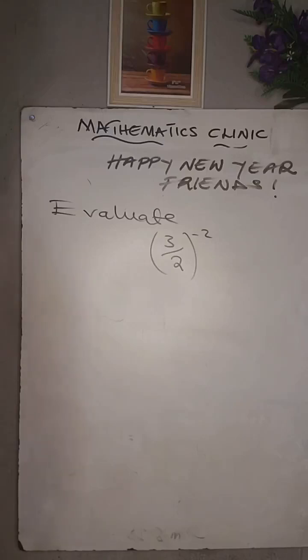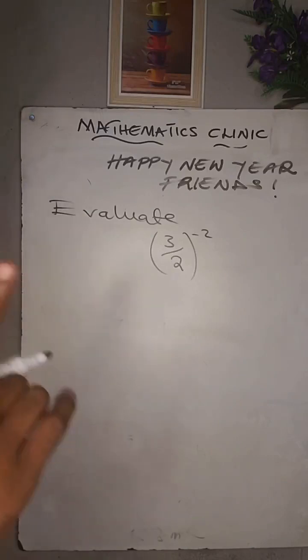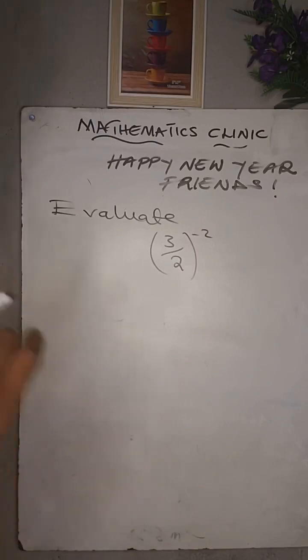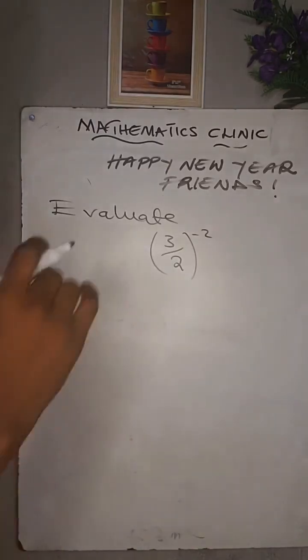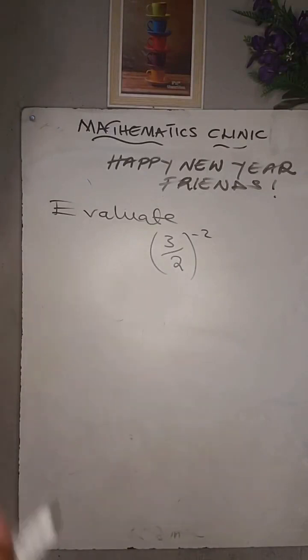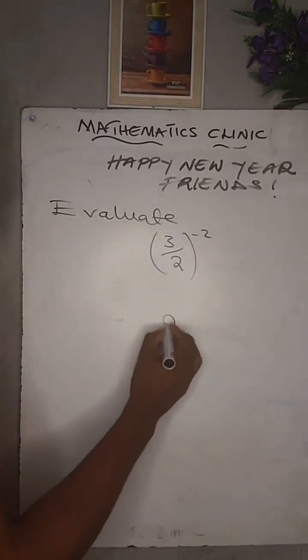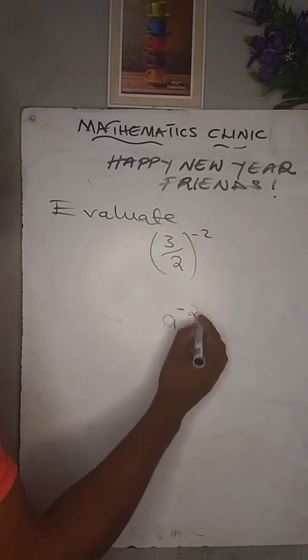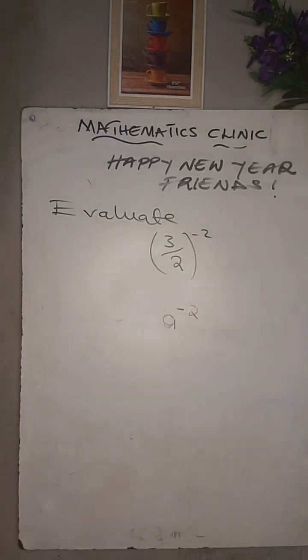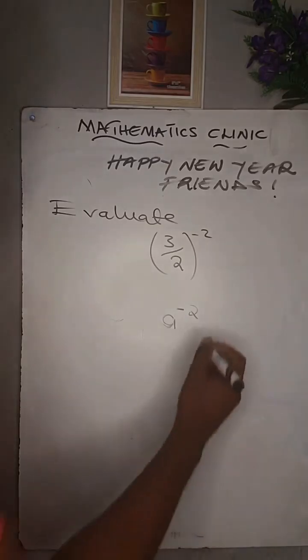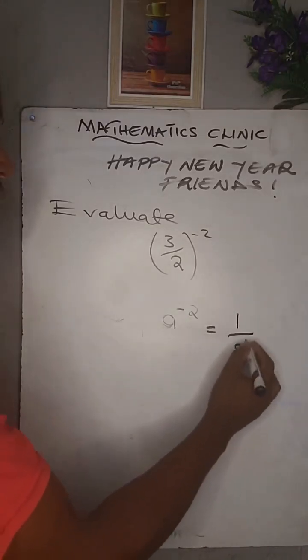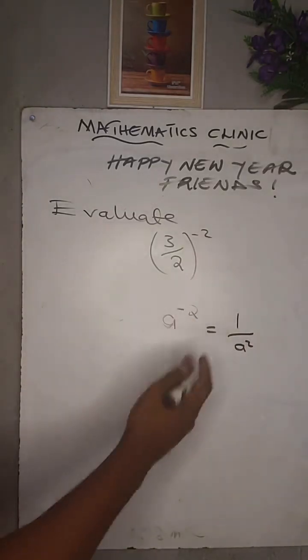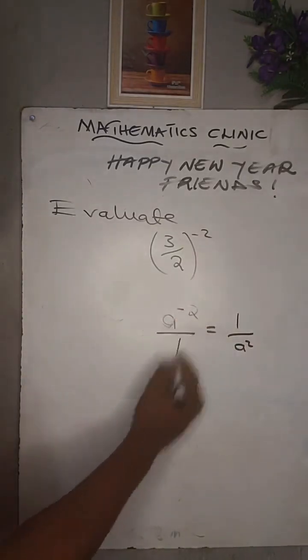Over 2 to the power negative 2. Okay? So every time you have the power as a negative, whatever you have, be it in the bracket or not, you reciprocate it. For example, if I say a to the power negative 2, it is the same thing as 1 over a squared. So you reciprocate this. In other words, a to the power negative 2 over 1, you reciprocate.